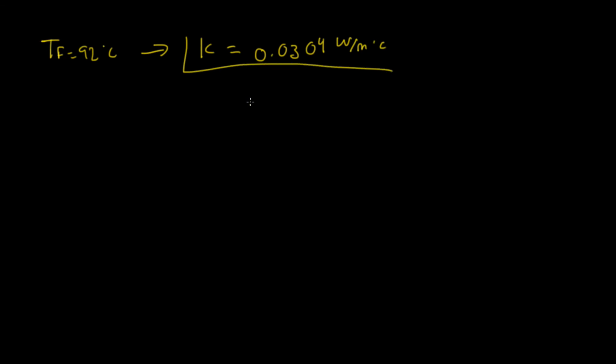So the first thing I need is K. So again, my film temperature is 92 degrees. And this is going to give you my thermal conductivity, which is 0.0304. This is watts per meter degrees Celsius. Okay, so this is our K value.